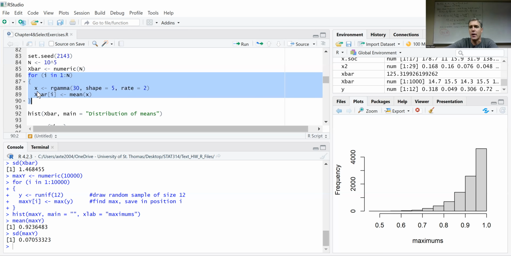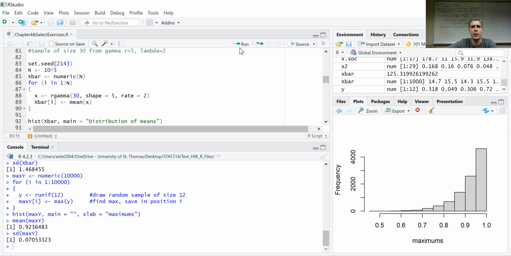First, I'm going to grab x. X is randomly grabbed from a gamma distribution, 30 values, with r equals 5 and lambda equals 2. I'm going to record the mean of those 30 random values in my x bar vector, okay? Then I'm going to show you the sampling distribution, and we can calculate the mean of that sampling distribution and the standard error of that sampling distribution. Well, R will, okay?